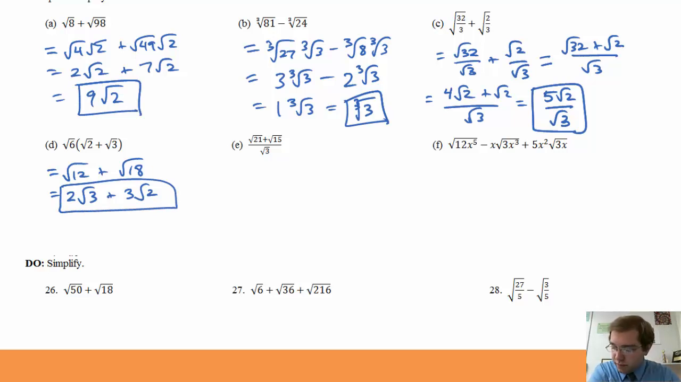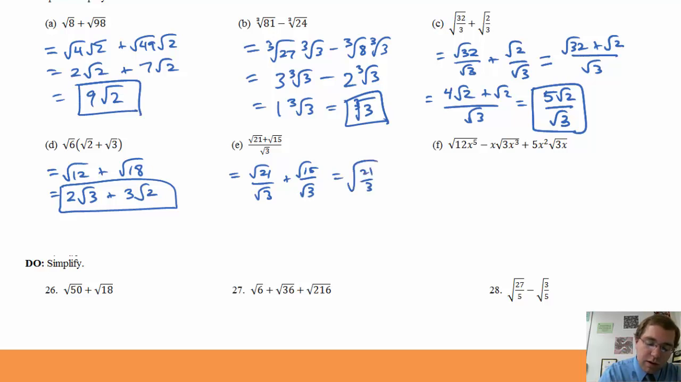Part E. Square root of 21 plus the square root of 15 over the square root of 3. Okay? Well, I can take the square root of 3 and split this into two fractions, square root of 21 over the square root of 3 plus the square root of 15 over the square root of 3. Okay? Square root of 21 over the square root of 3 is the square root of 21 over 3. Square root of 15 over the square root of 3 is the square root of 15 over 3. Combining them into one radical like that allows me to divide the numbers underneath.